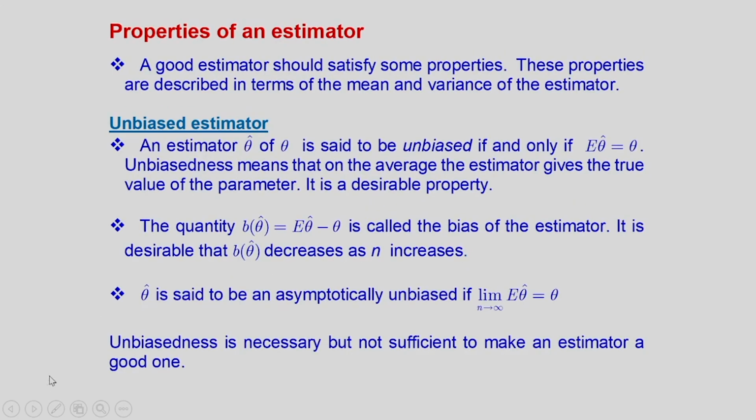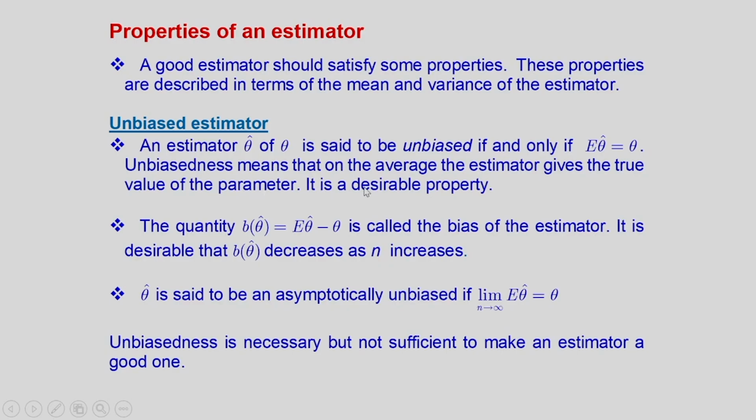Let us discuss the desirable properties of an estimator. A good estimator should satisfy some properties. These properties are described in terms of the mean and the variance of the estimator. First we will discuss unbiased estimator. An estimator theta hat of theta is said to be unbiased if and only if E of theta hat is equal to theta. Unbiasedness means that on the average the estimator gives the true value of the parameter.